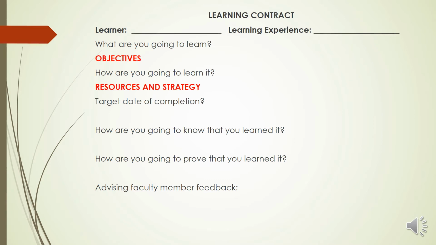Target date for completion. When do you plan to complete each task? You should be realistic and see to it that it is attainable. How are you going to know that you learned it? Or the evidence. What is the specific task that you are to complete to demonstrate learning? This would include reflections or research papers, or anything that would provide evidence.